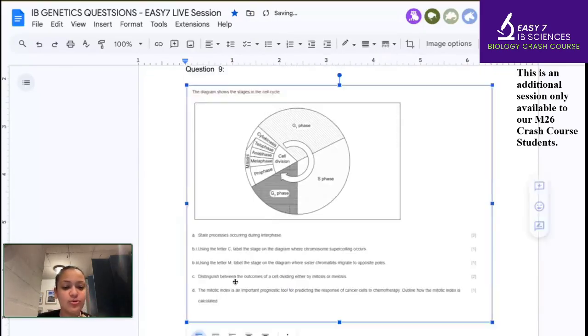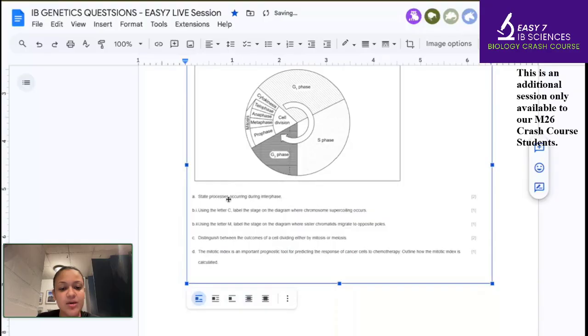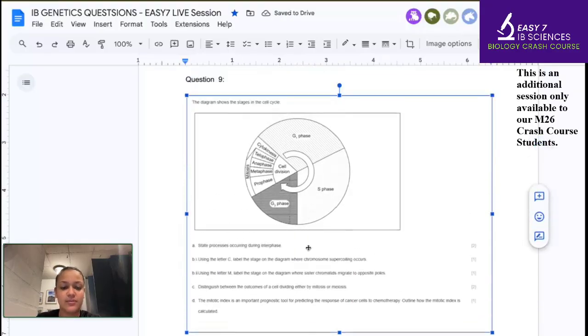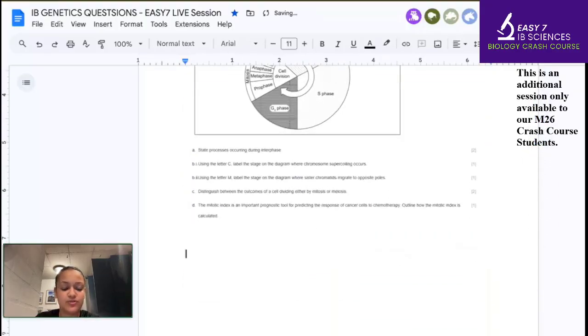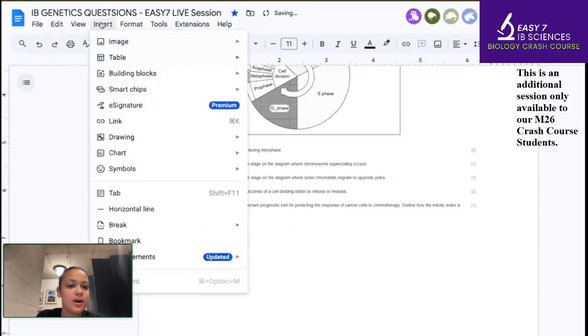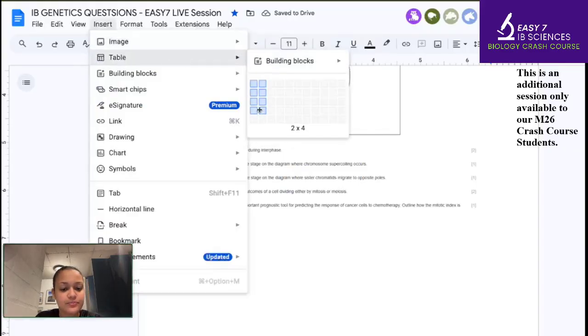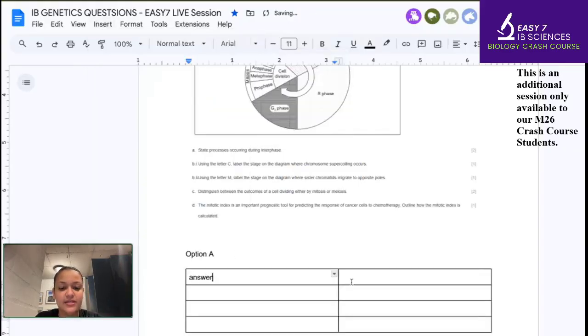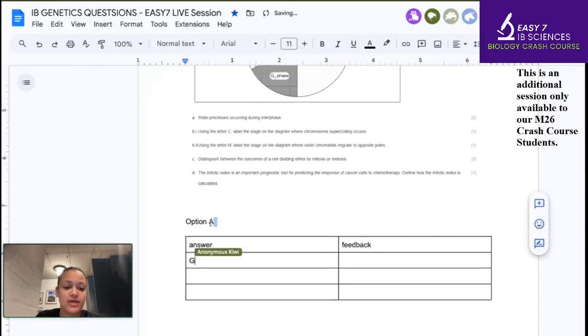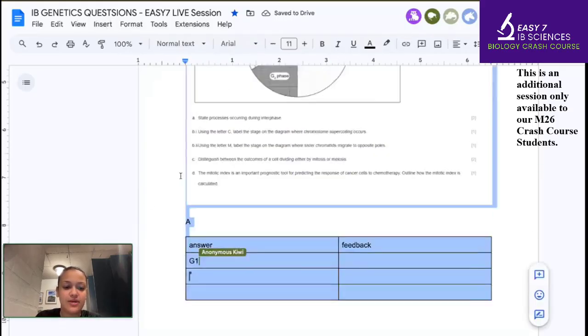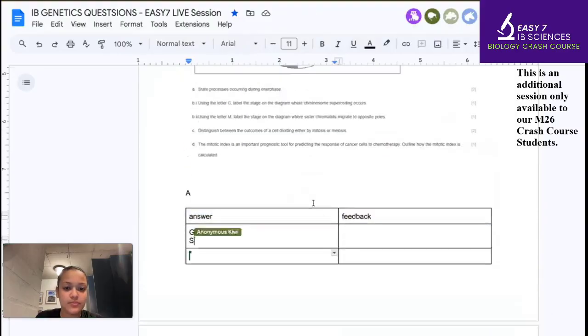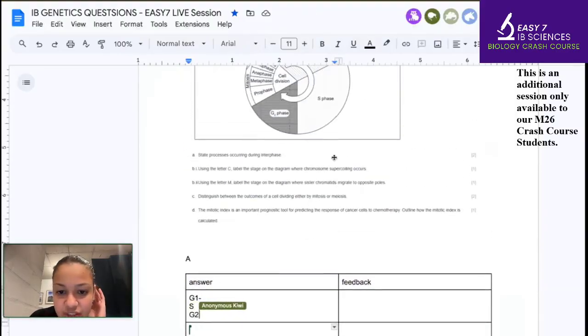So let's go through question A. It says state processes occurring during interphase. I'm going to put some tables for you guys to answer here, and you can go ahead and answer. So for question A, we're going to add a table, answer, and I'll do feedback here. And then let's do B. Actually, for B we don't have to do that because it's just labeling.